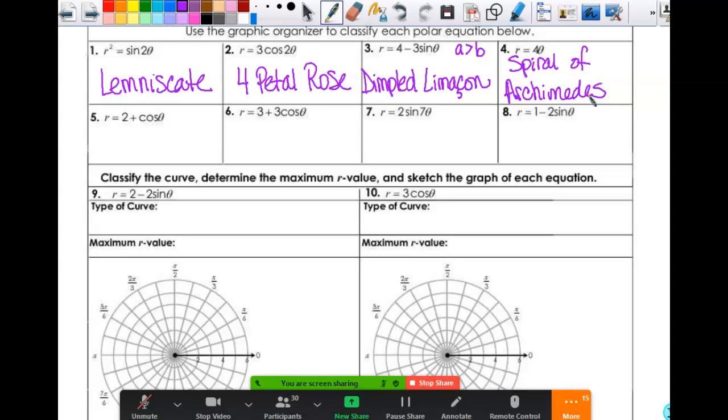Okay, so then number 5, I got a plus or minus again, so I'm back to that limaçon category. A is 2, B is 1. A is greater than B again. So it has to be one of the last 2. Is it dimpled or is it convex? Convex, because 2 is greater than or equal to 2, right? Because I'd have to double that. So this makes this a convex limaçon.